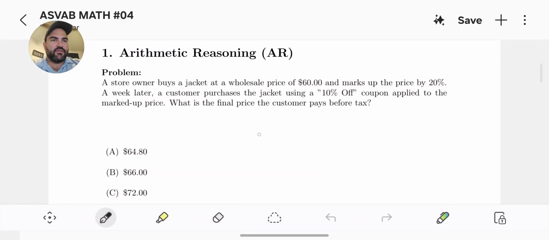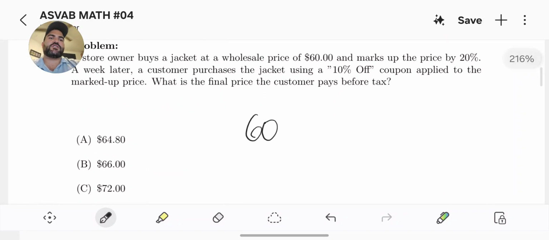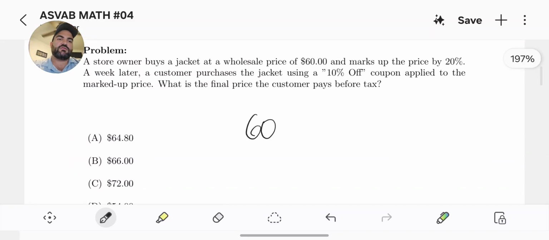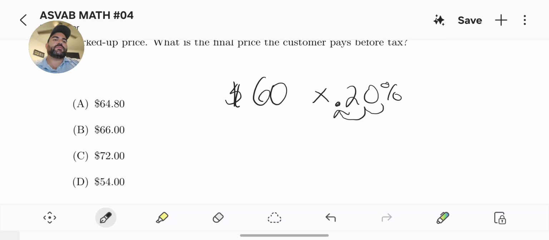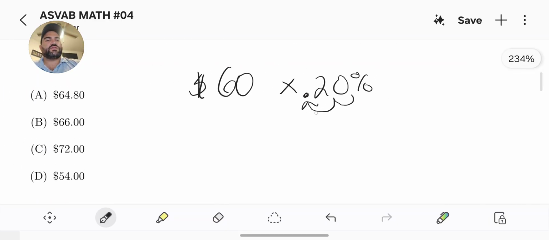So we have $60 as the first value. That's like the OG original. We need to find 20% of it. So to find 20% of 60, we're going to multiply it by 20%. But to make the percentage a decimal, we move the decimal place 2 times. So we're actually going to do 60 times 0.2.